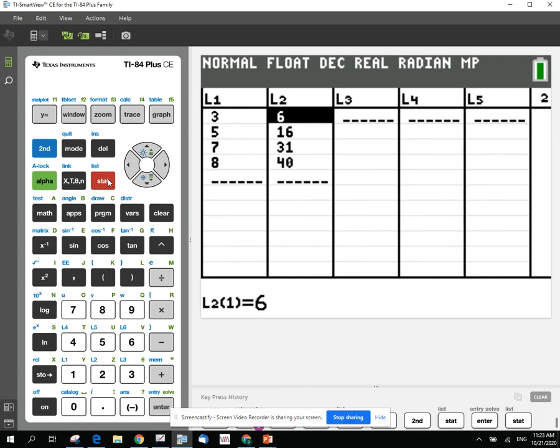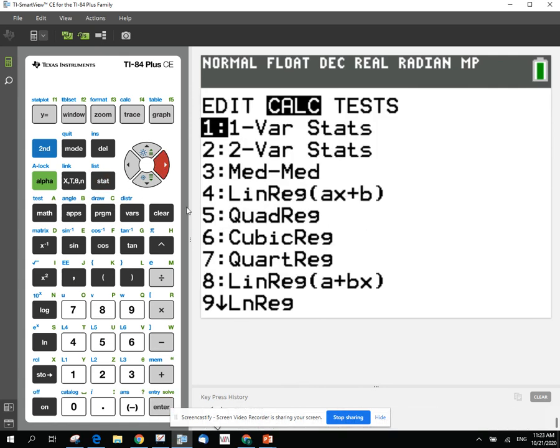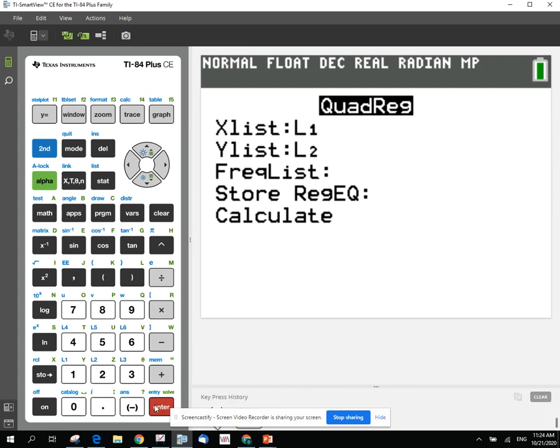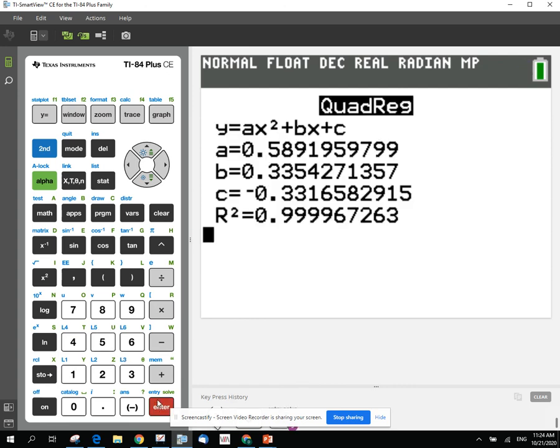Now you want to push stat, right arrow over to calc, and remember linreg was 4. Now we're going to use quadreg, which is 5. We're trying to find a quadratic that will model this. So that's quadratic regression. You see the ones below, we'll use these in chapter 6, cubic regression and quartic regression. Down here, 0 is exponential regression. We'll do that in chapter 8. Okay, but I'm going to use 5, quadreg, and then it looks just like it did when you did linreg.